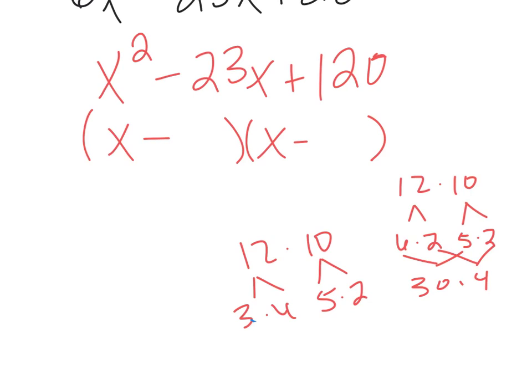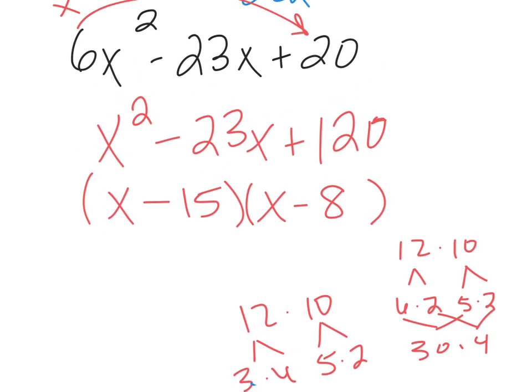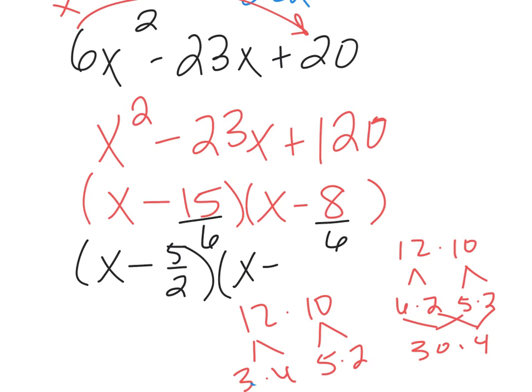Okay, so let's put them in. What did I say? 15 and 8. Now, since I multiplied by 6 to get the 120, I now have to come in here and divide by 6. Neither of these divide evenly, but you do have to simplify them before you get rid of your denominator, or it's not going to come out right. So x minus 15/6, divided by 3, that's 5 halves, right? And 8/6 divided by 2 is 4/3.